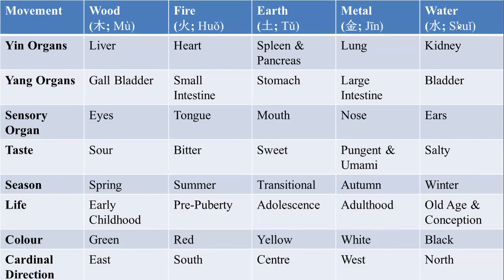And then finally, water, no surprises here. Kidneys and bladder are associated with water. The sensory organ is hearing, so ears. The taste is salty. The season is winter, so a great time of reflection, but also a time of coming to an end. Or in this instance, rather interestingly, also conception, so old age and conception, the beginning and end of a cycle. The color is black, not blue, as most people would expect, and the cardinal direction is north.